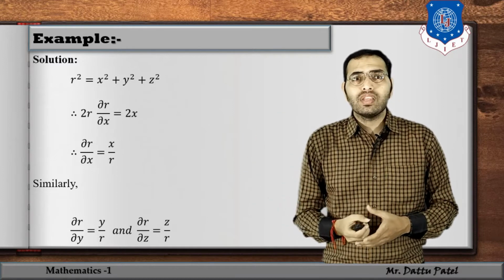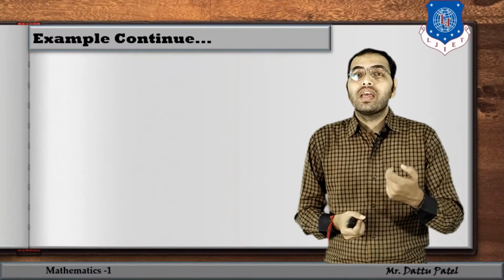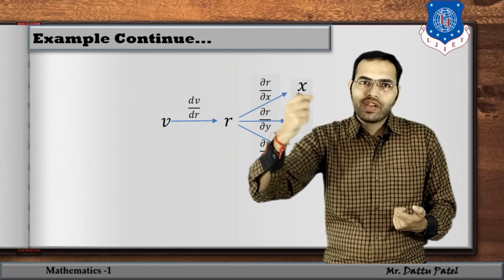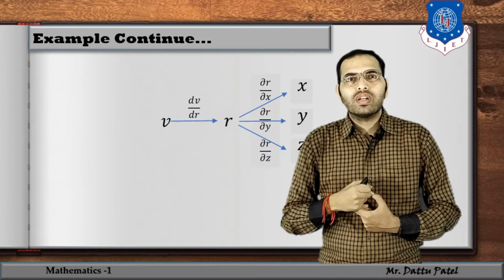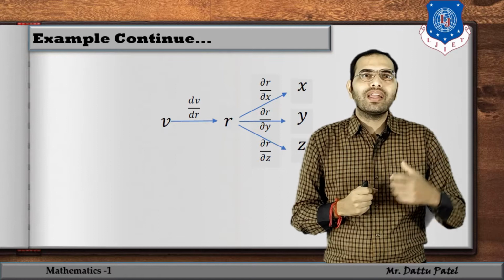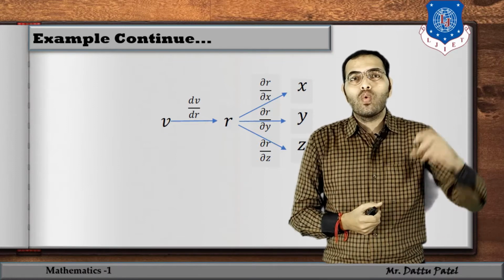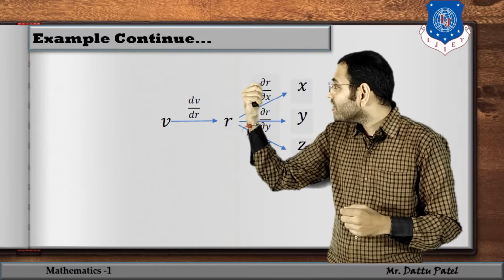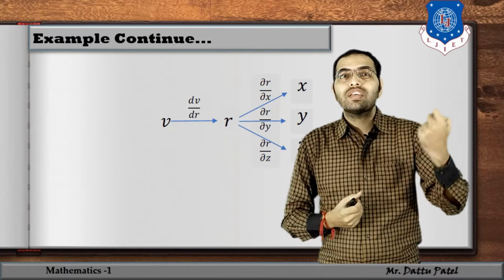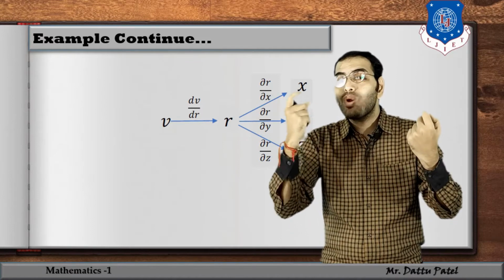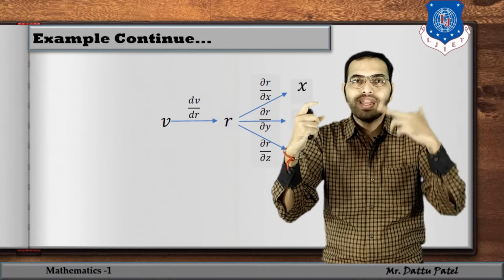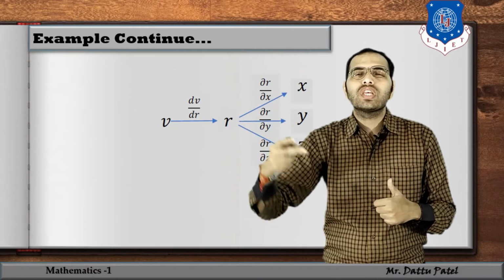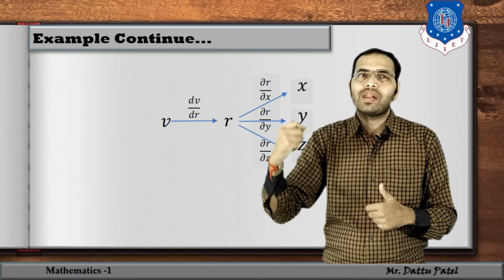Now we have to find del squared v by del x squared. Firstly find the first order partial derivative, then go for the second order partial derivative, starting with del v by del x. According to the chain rule, v is a function of r and r is a function of x, y, z. See in this diagram, v is a function of only a single variable r, so we use dv by dr, and r is a multivariable function, so we use del r by del x, del r by del y and del r by del z.